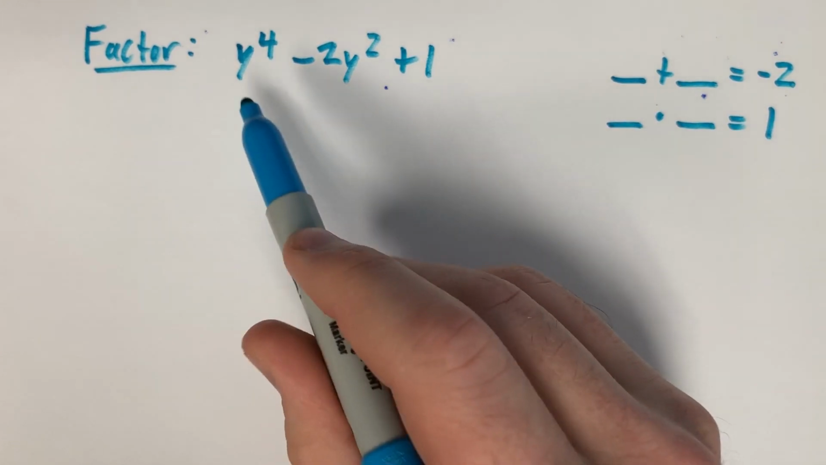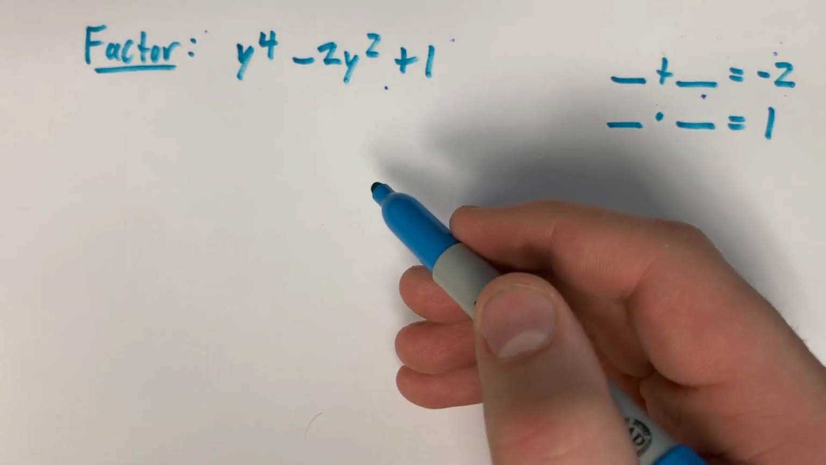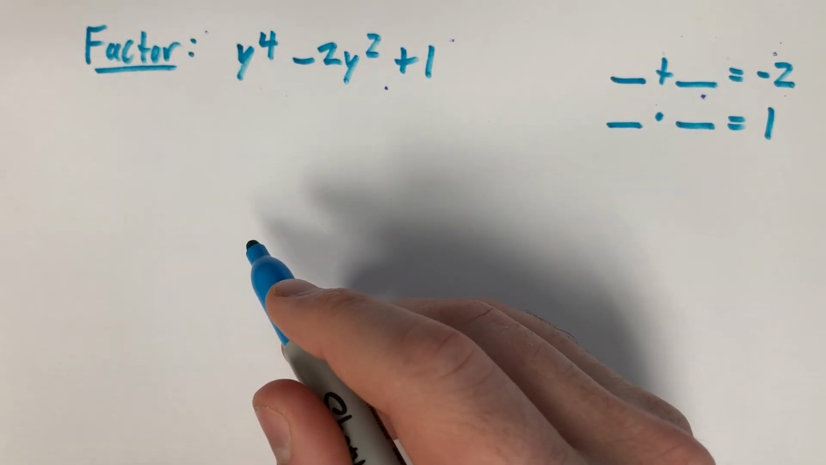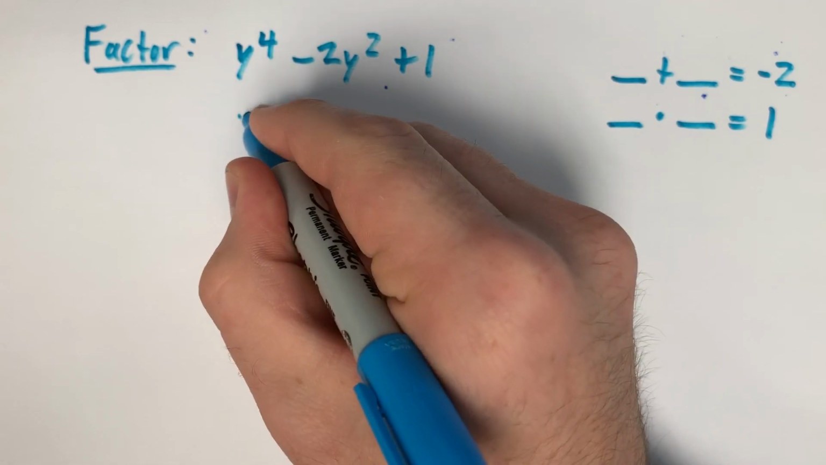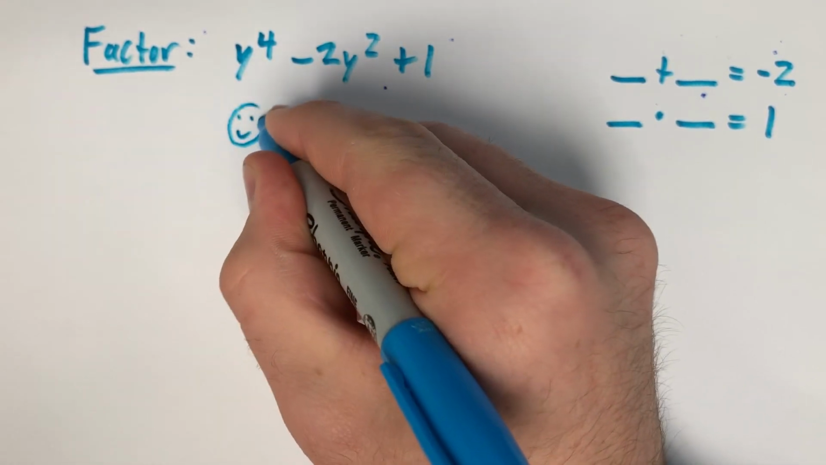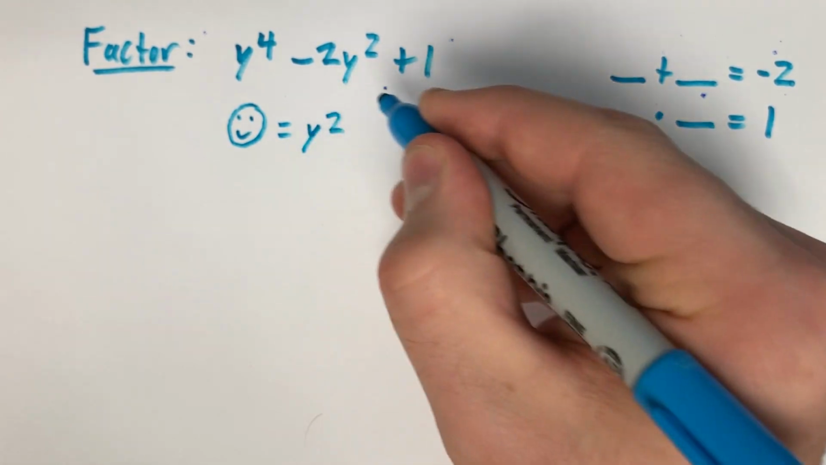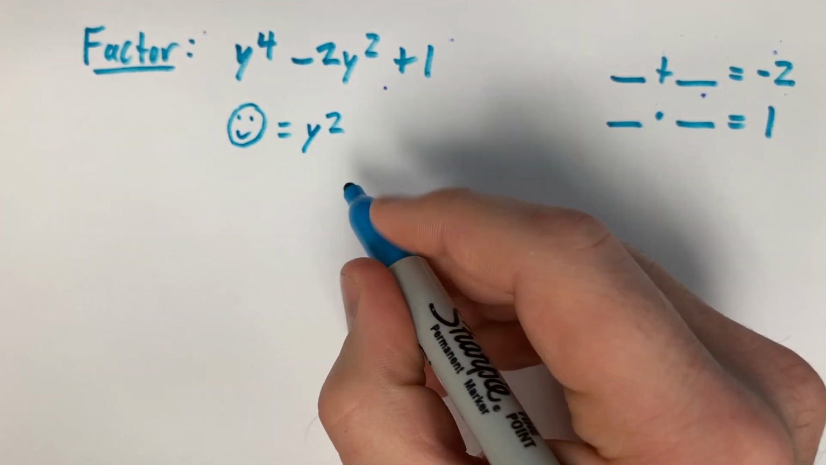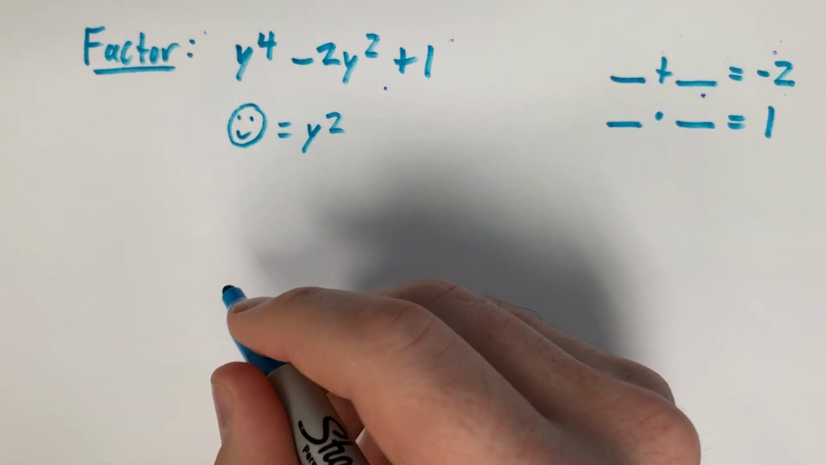In this case, we have y as our primary variable in this expression, so we need to pick a different variable that we can use to substitute. So first things first, we're going to let smiley face, yes, your variables can be a smiley face, we're going to let that be y squared. So now every place I see a y squared, I'm going to replace it with the smiley face here.